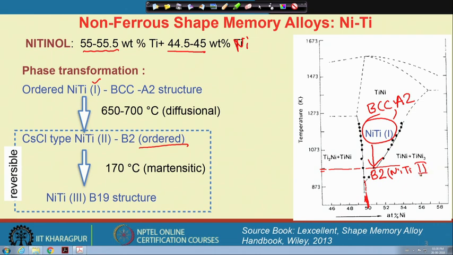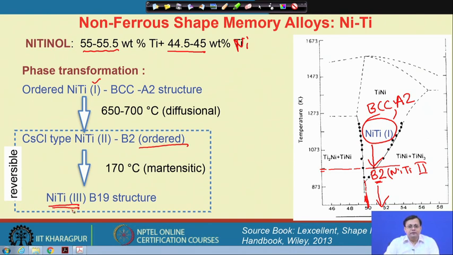Here I marked it as 2, and this B2 phase is the parent phase, which transforms martensitically to a B19 type of martensite structure, and here it is shown as nickel titanium 3.